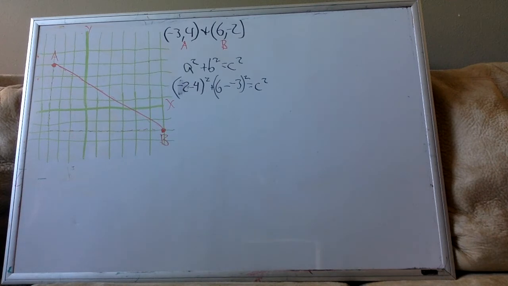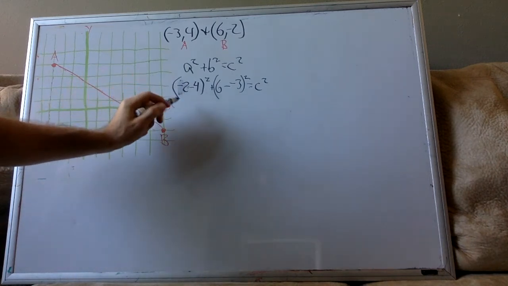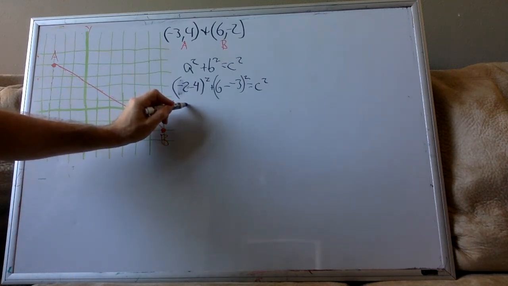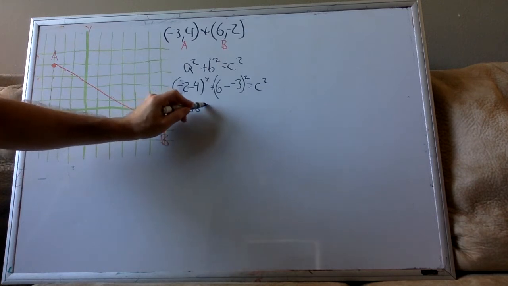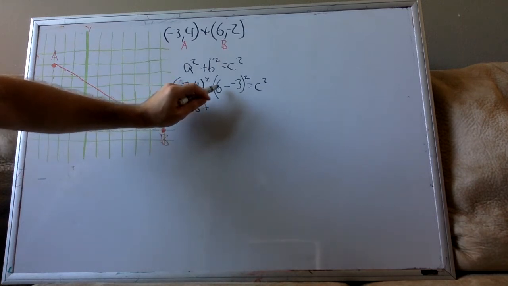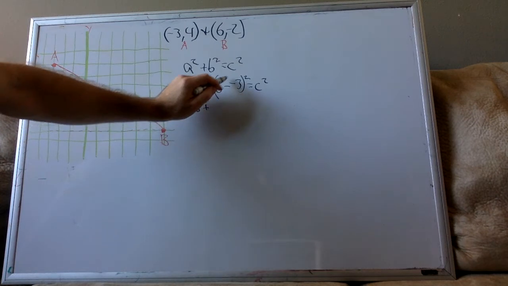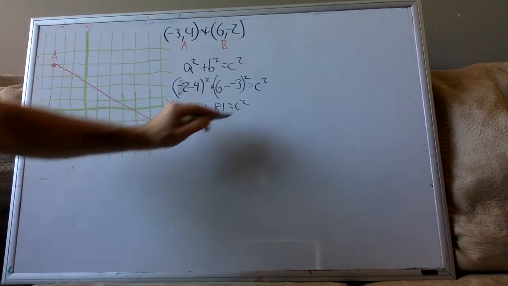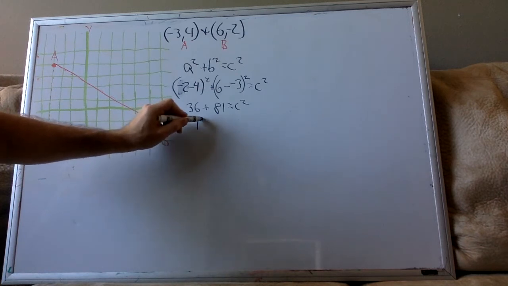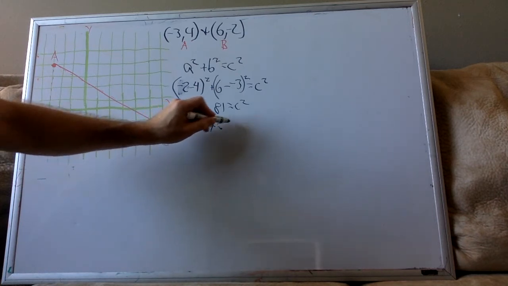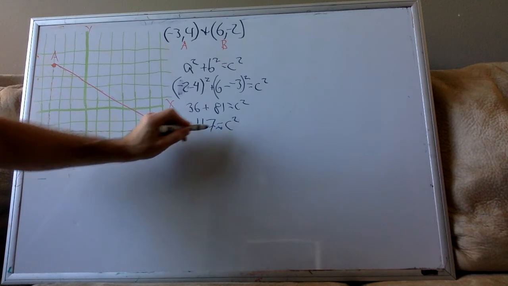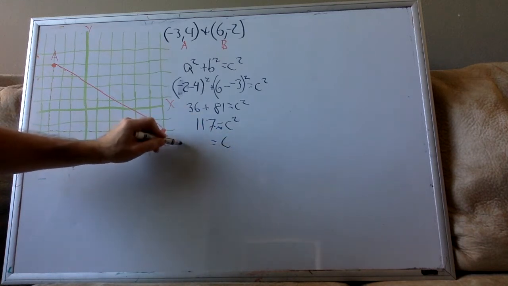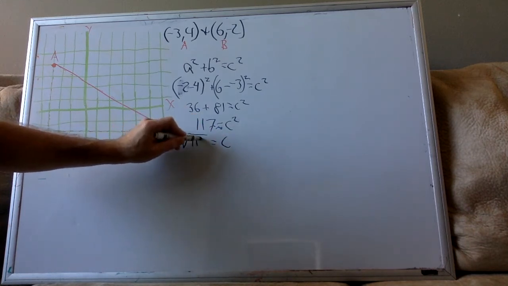Okay, so here I have (-6) squared, that's going to be 36. Here I have 6 minus -3, so that's going to give me 9, and I square that, I'll get 81. So that's going to give me 117, that's c squared. So c must be the square root of 117.